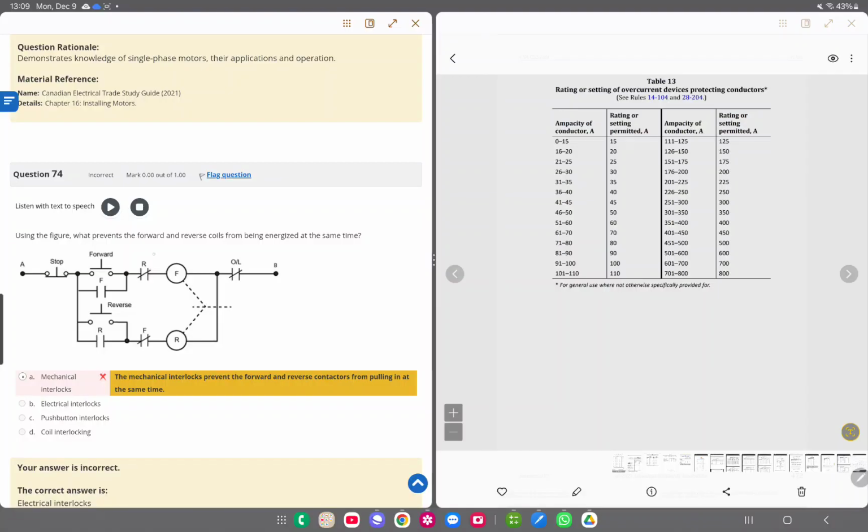Using the figure, what prevents the forward and reverse coils from being energized at the same time? And apparently it's the electrical interlock. I thought I saw these dotted lines and I was thinking mechanical interlock, but apparently they're more focused on these, which is electrical interlock. That's okay.